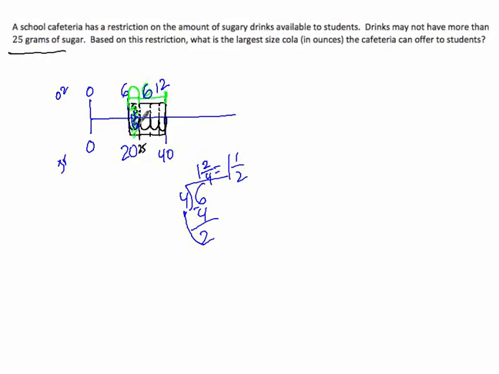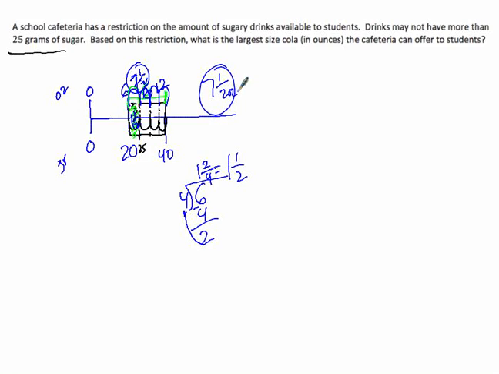So we're saying we have 6. What's 1 1/2 more? This would be 7 1/2. Which makes sense because then this would be 9, 10 1/2, 12. So what's the largest size? 7 1/2 ounces.